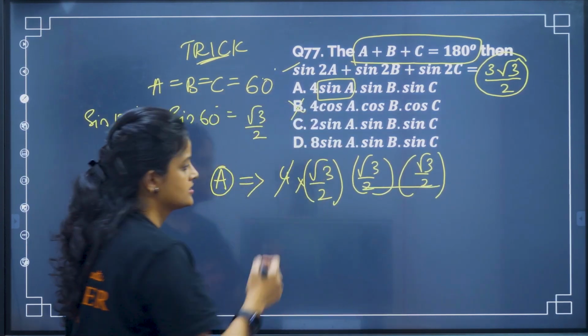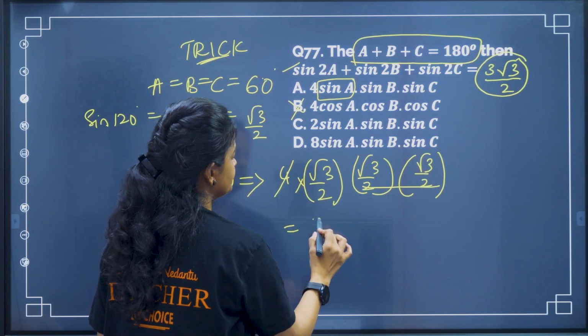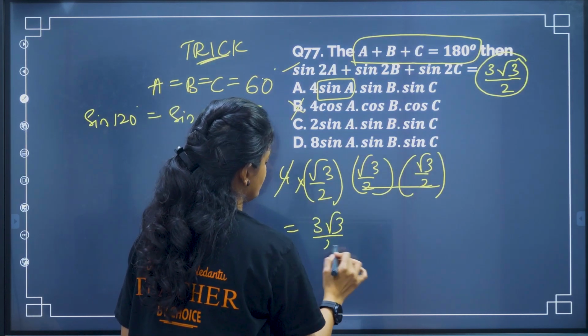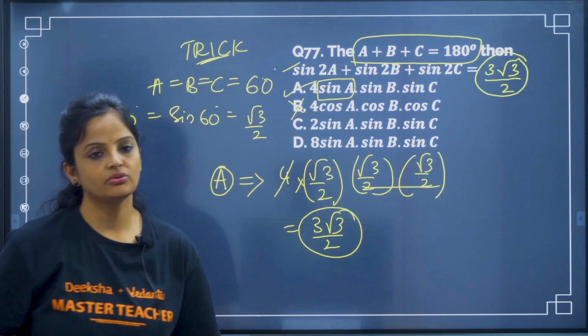4 and 4 is gone. Root 3 times root 3 is 3, so 3 root 3 by 2. No need of the whole cube and all. So option A is giving you the answer.